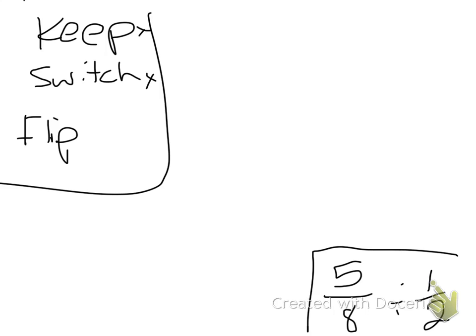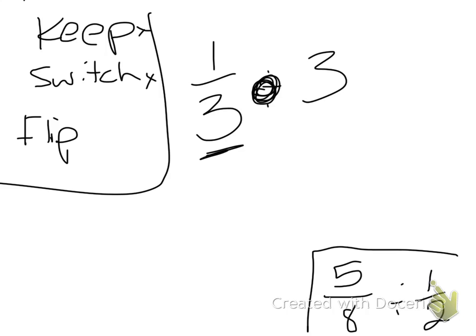Keep, switch, flip. So basically all we're doing is making it into a multiplication problem, and we already know how to do those. So the last thing I want to show you is what if we did this? 1/3 divided by, let's say, 3. Well, what's the reciprocal of 3? We're going to keep, we're going to switch, and then we're going to flip 3. Because it's 3/1, we're going to switch it. It's going to become 1/3. So then our answer would be 1/9.